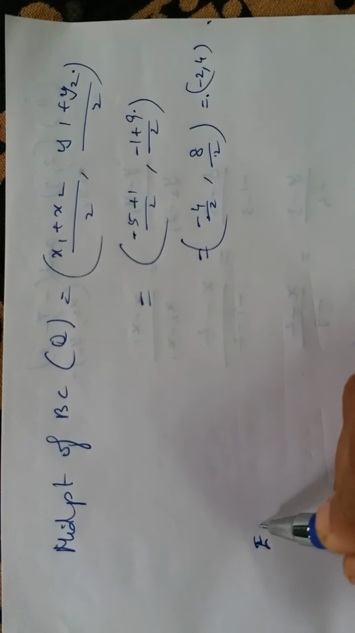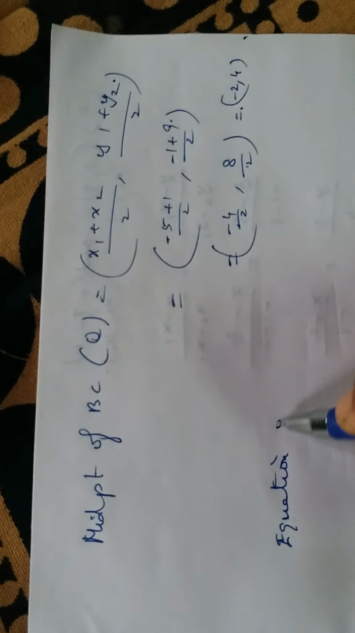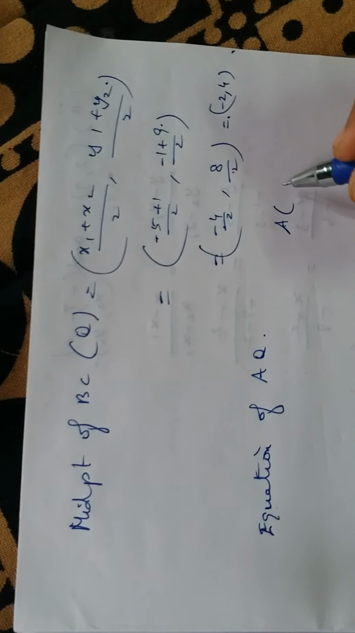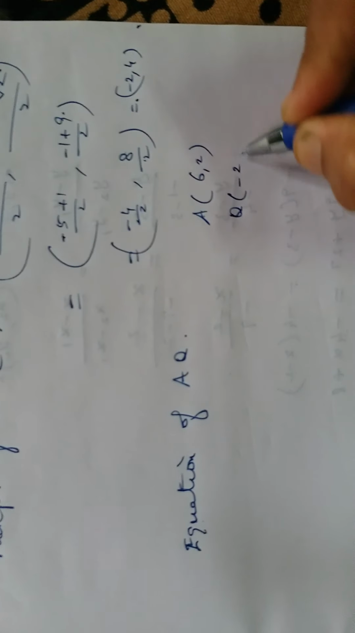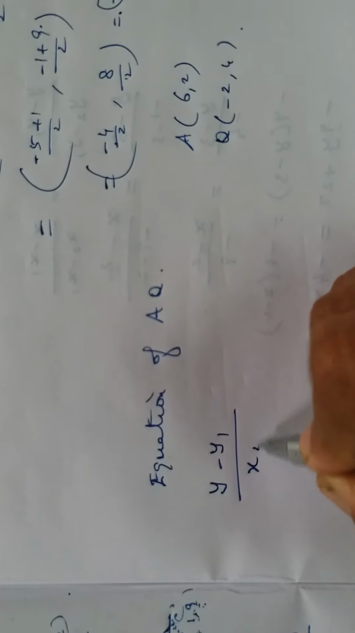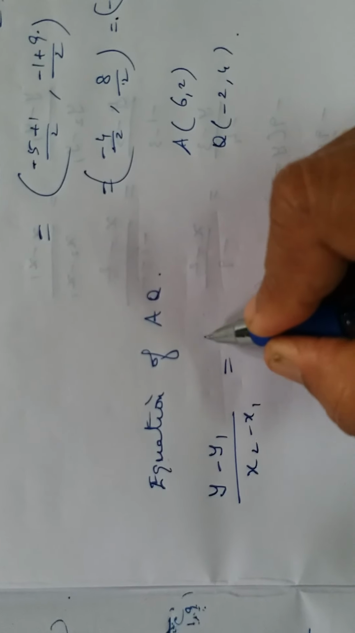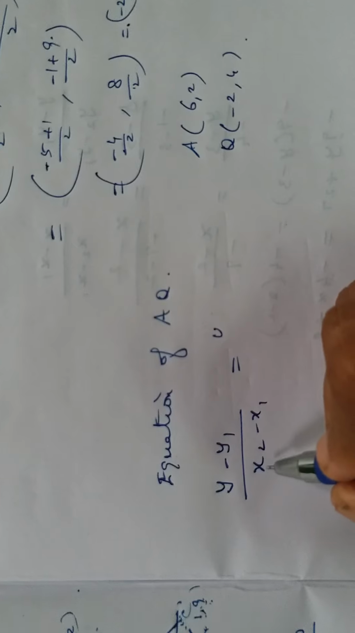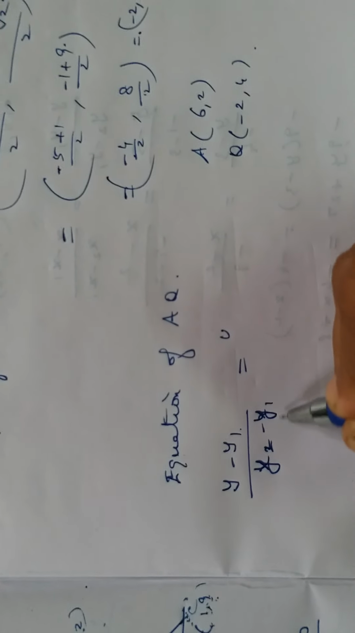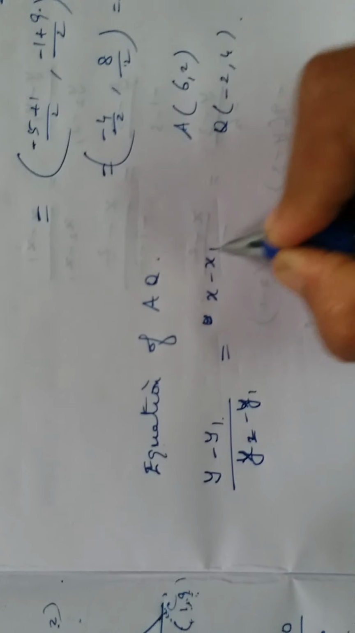Now you have to find out the equation of AQ, where A is what? A value is (6, 2). Your Q is (minus 2, 4). So you have 2 points. You can use the 2 point formula. y minus y1 by y2 minus y1 is equal to x minus x1 by x2 minus x1. So this is your 2 point formula.